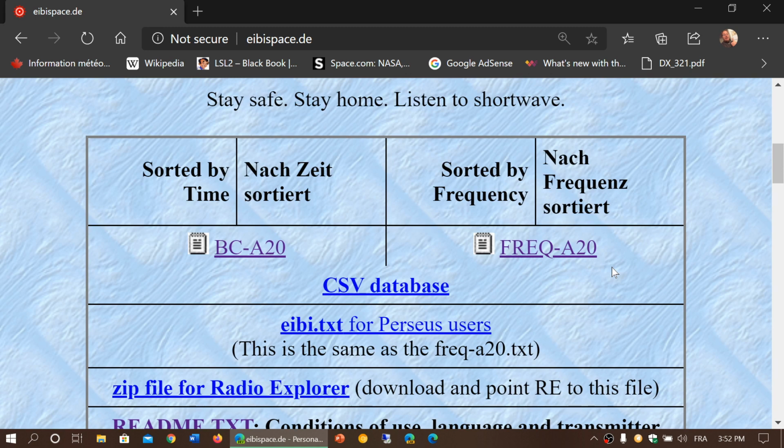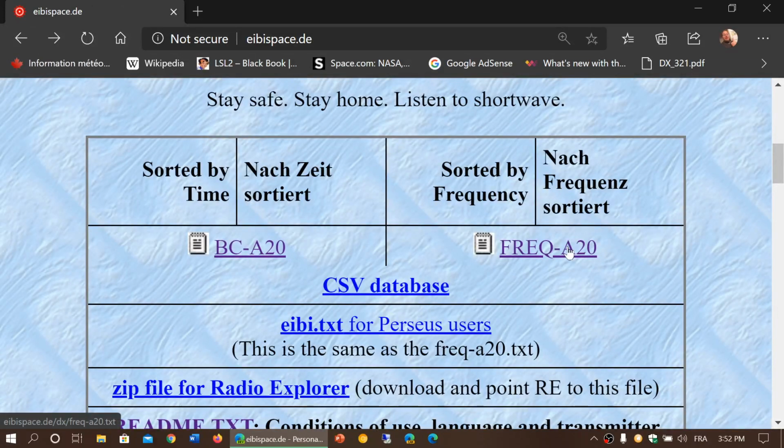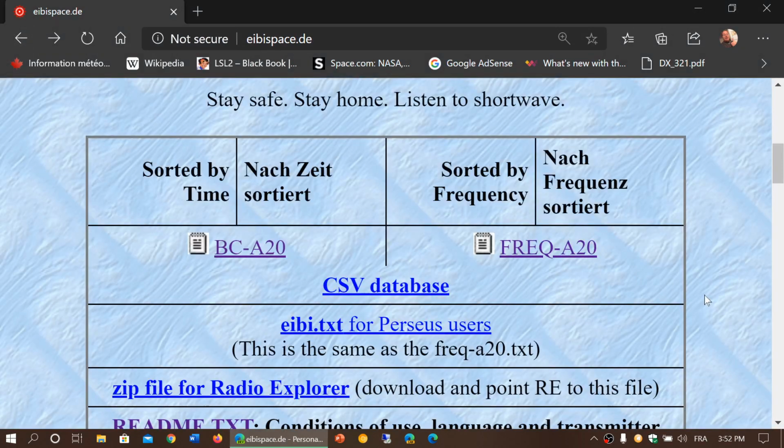So this website, of course, has the latest schedules by list. Like I said, BC A20 is the one for broadcast by time. The frequency A20 is by frequency, so you can search for your favorite broadcasting. I use this list all the time, but a lot of people like other websites, like short-wave.info, or quite a few other places where they get their schedules and have a visual, because some of the websites have maps. I don't know, I'm weird in some way. I like to have lists for some reason. But there's a few questions that I would like to answer here.